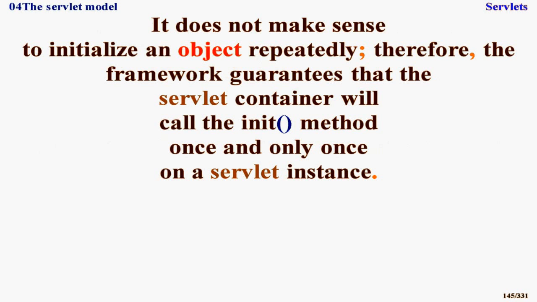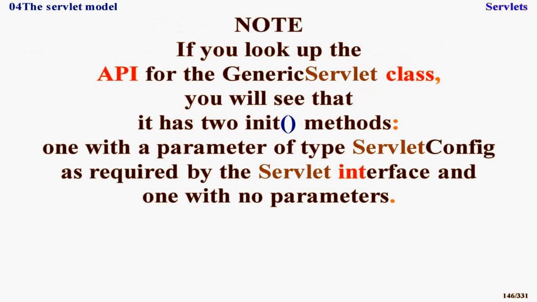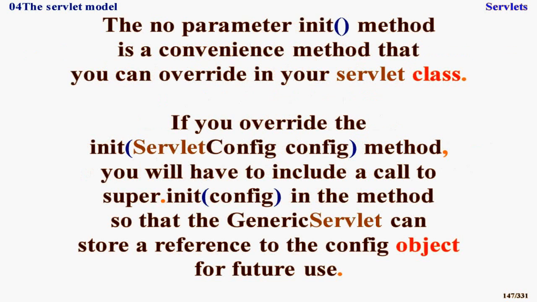It does not make sense to initialize an object repeatedly. Therefore, the framework guarantees that the servlet container will call the init method once and only once on a servlet instance. Note, if you look up the API for the GenericServlet class, you will see that it has two init methods. One with a parameter of type ServletConfig as required by the Servlet interface and one with no parameters.